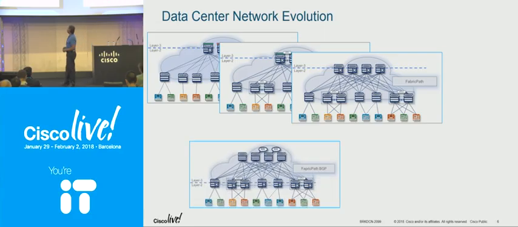But to address the scalability issues related to FabricPath, BGP was introduced. So here the control plane will be BGP, wherein the data plane will be FabricPath.